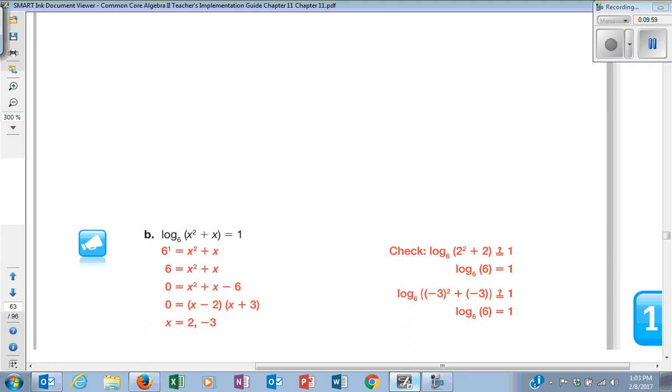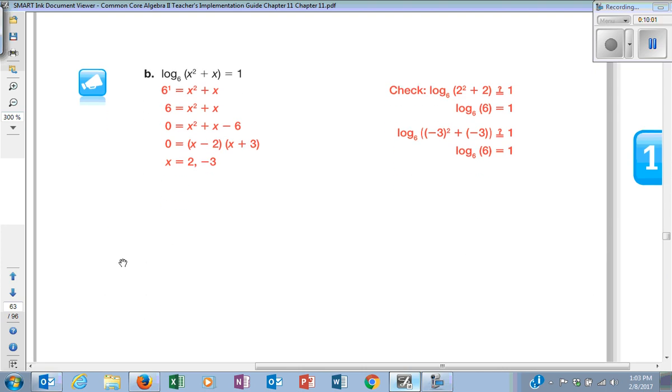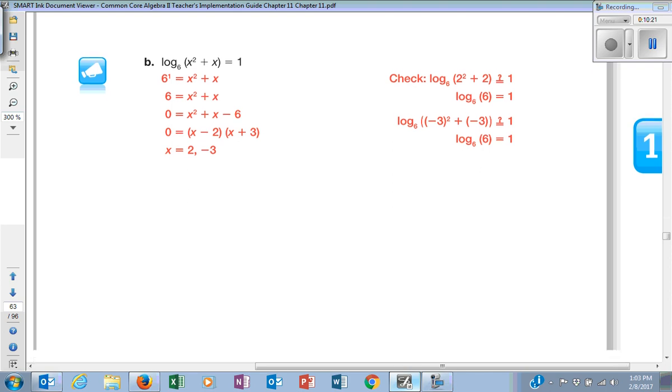Same thing with B. Again, they just said 6 to the first power equals all that. Again, I have two different x's with different powers, so I've got to set it equal to 0 and factor by solving. Then they go over here and check the answers, and they make sure that they are true.